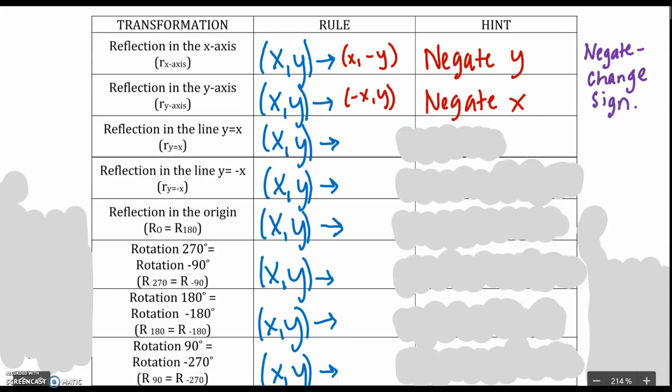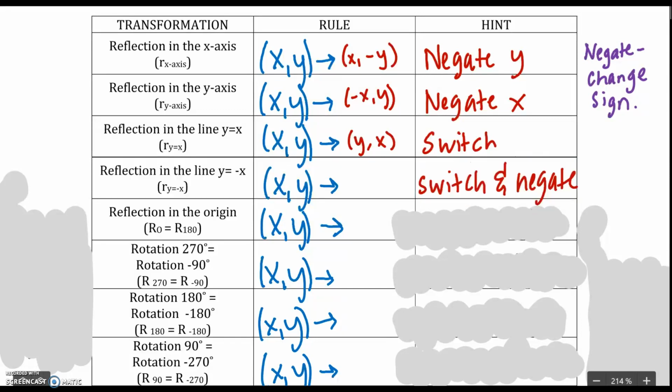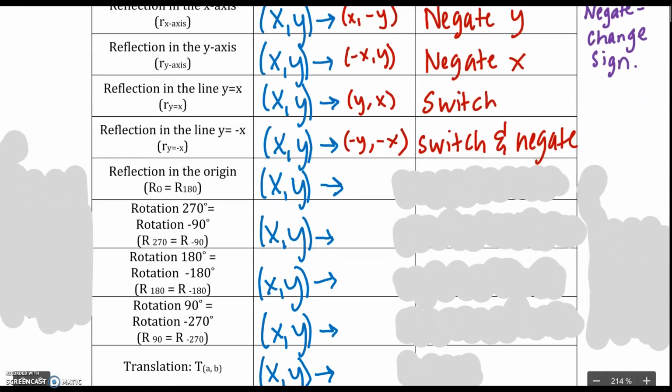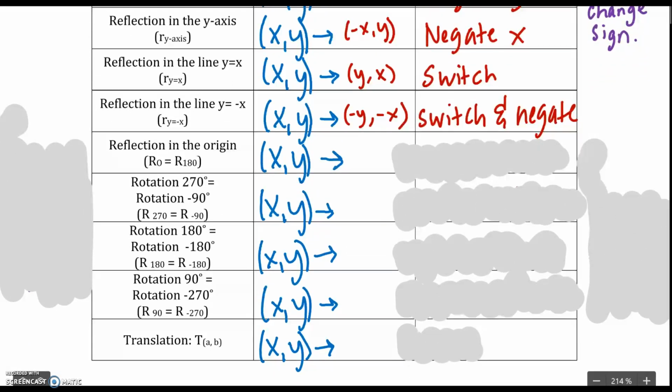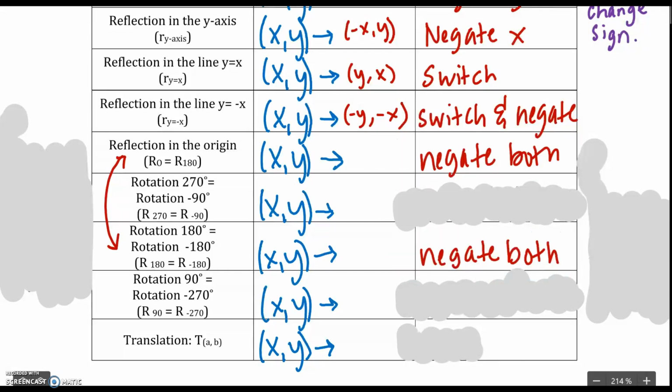Okay. If you're reflecting over the line y equals x, y equals positive x, then you switch your coordinates. So whatever was y becomes first, and whatever was x becomes second. And when we're reflecting in y equals negative x, we switch and negate them. So we change their signs and switch their places. Okay, now, reflection in the origin is the same thing as a rotation of 180. They are the same. And for both of them, you're going to negate both your x and y coordinate.